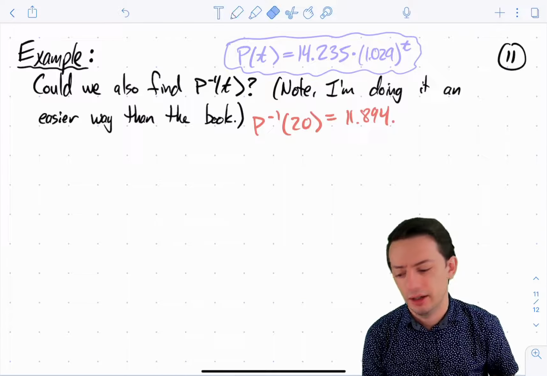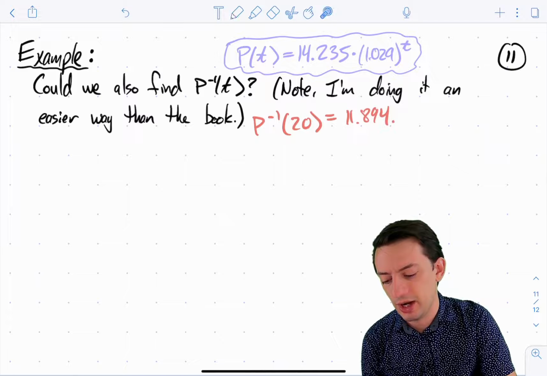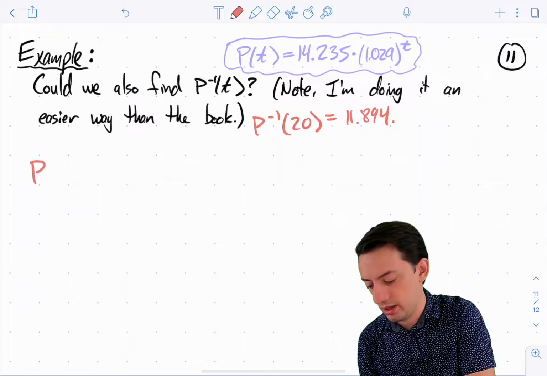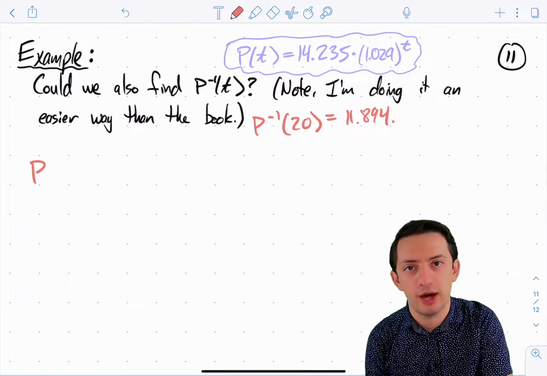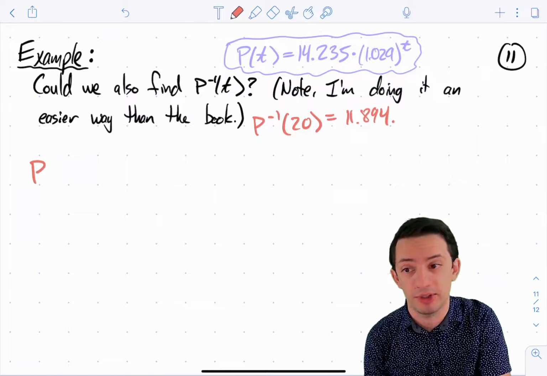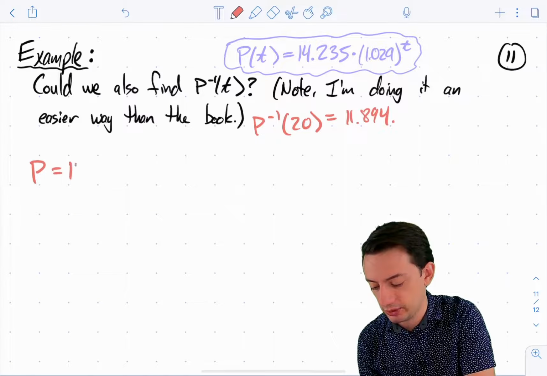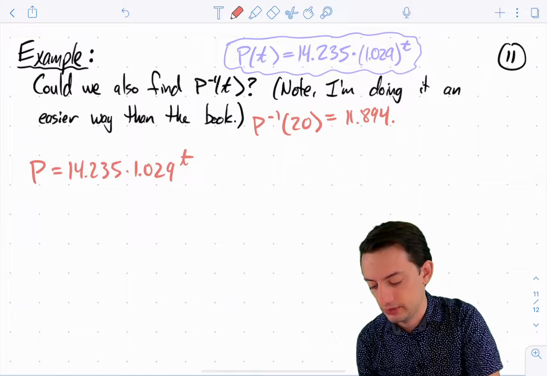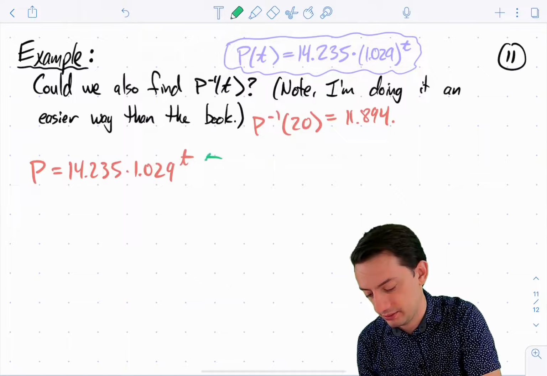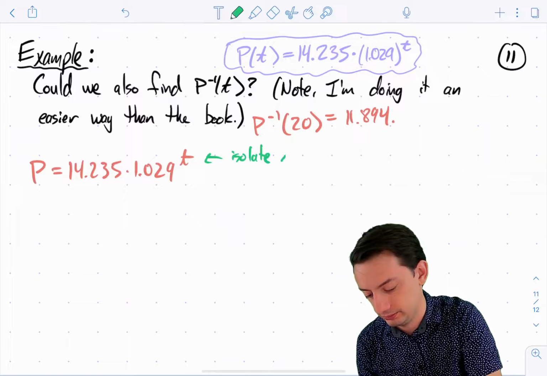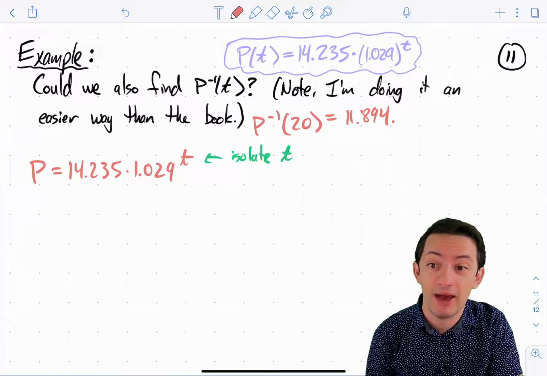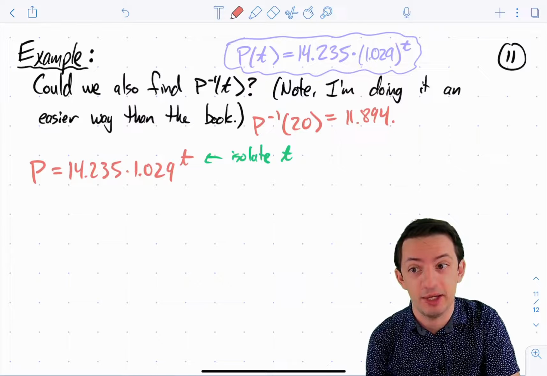The way that we calculate an inverse is we try to isolate the independent variable. So I'm going to write p, and I'm not going to write p of t just for now, because I don't want to confuse the t in the parentheses for t actually being something that we're doing arithmetic with. So here's our original function, p equals 14.235 times 1.029 to the t. And my goal is to isolate t. You're not going to be surprised to see that we're going to do really the exact same steps as on the last slide. It's just we haven't plugged in 20 on the left. It stays as a p.